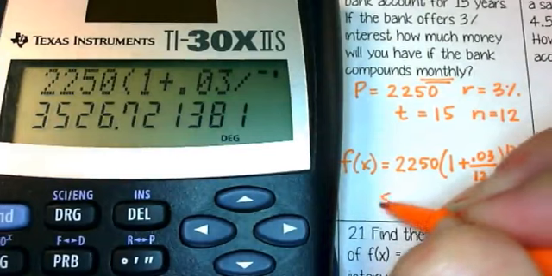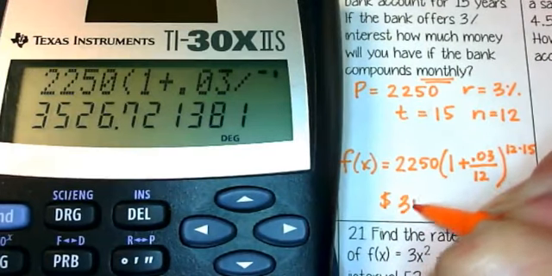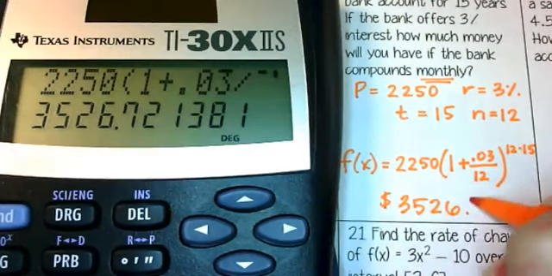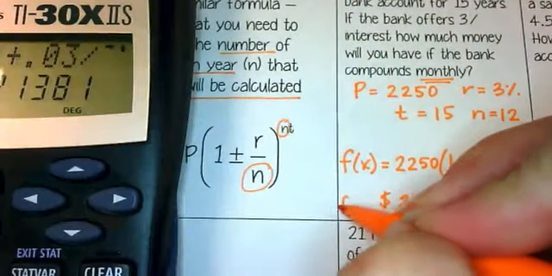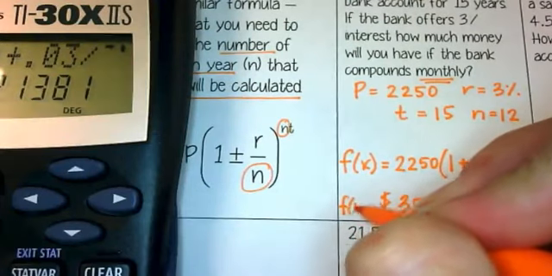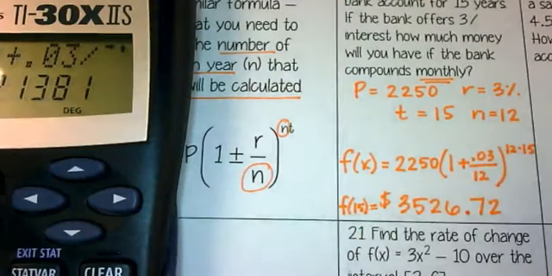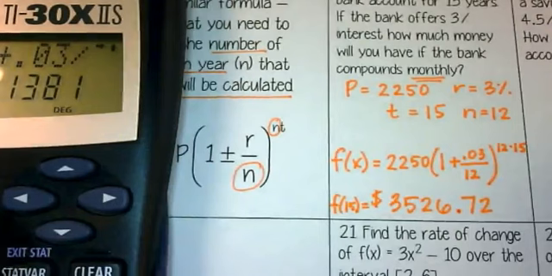And at the end of 15 years, we would have $3,526.72. And since it's money, we will do 2 decimal places. So in 15 years, we will have that much money.